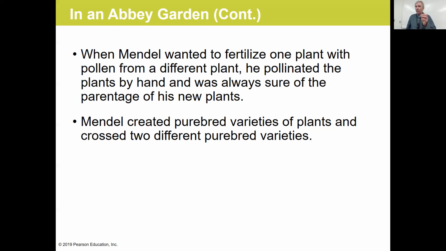But here's the thing: he didn't know at the time, but he didn't have to worry about it, because white was recessive. If two whites make babies, they can only have white offspring. But he didn't know that yet. Okay, so we got purebred varieties of purple flower plants and white flower plants.